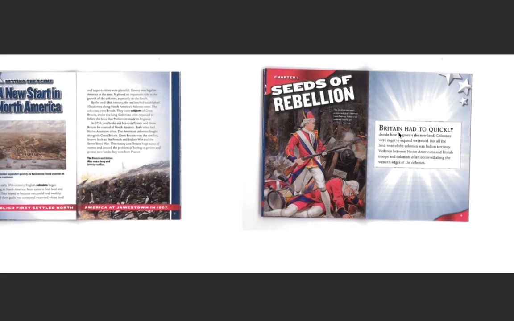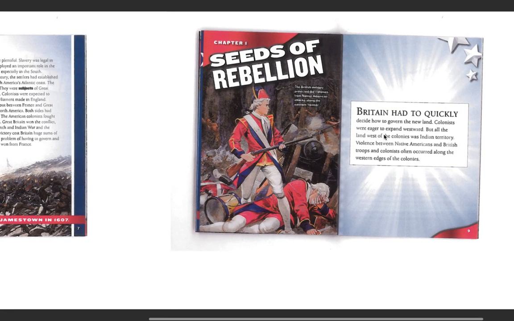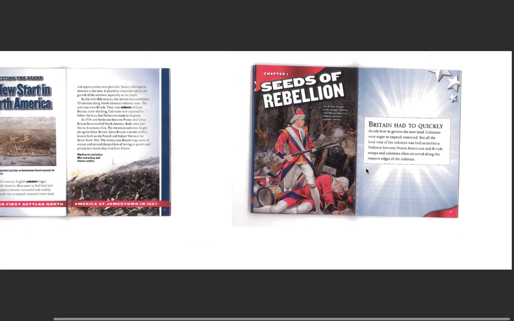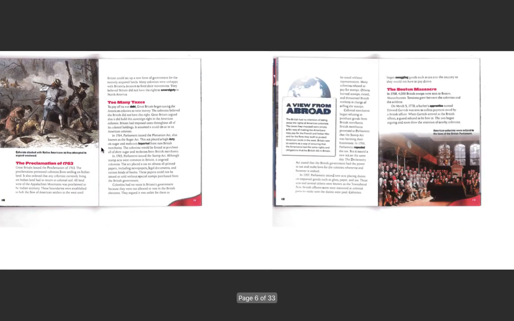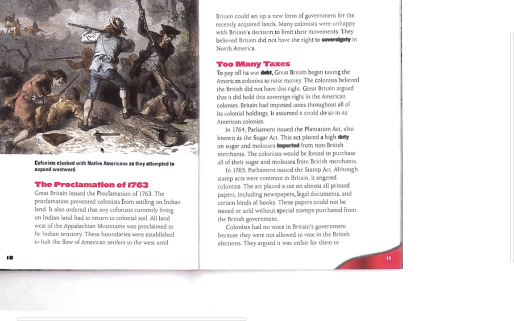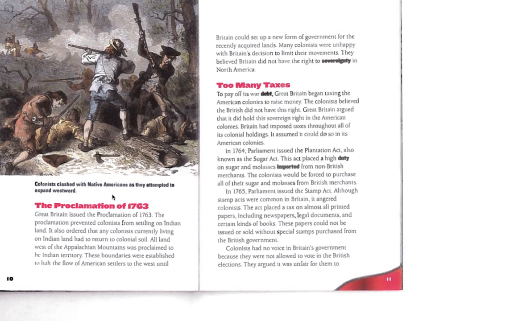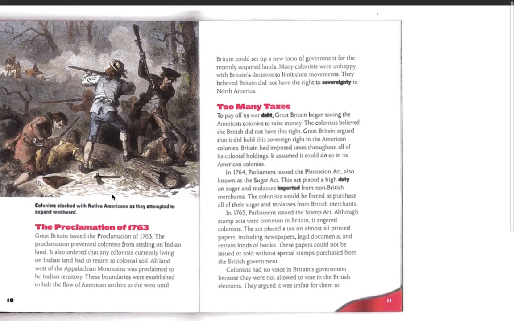Seeds of Rebellion. Britain had to quickly decide how to govern the new land. Colonists were eager to expand westward, but all the land west of the colonies was Indian territory. Violence between Native Americans and British troops and colonists often occurred along the western edge of the colonies. Colonists clashed with Native Americans as they attempted to expand westward.